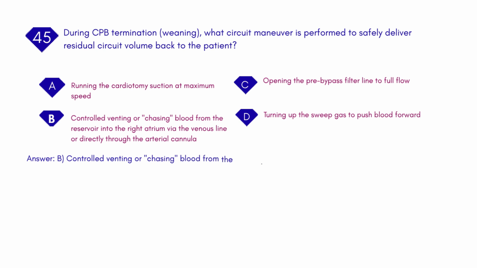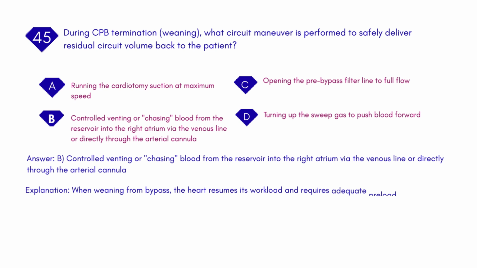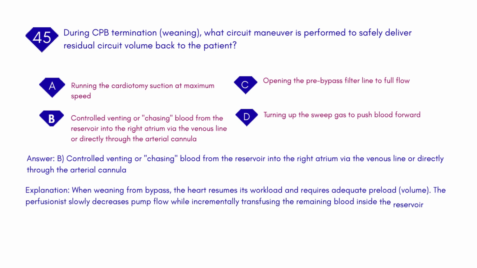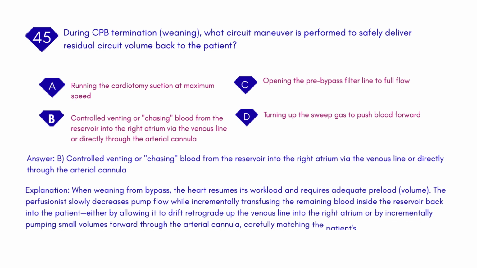Answer, B. Controlled venting or chasing blood from the reservoir into the right atrium via the venous line or directly through the arterial cannula. Explanation: when weaning from bypass, the heart resumes its workload and requires adequate preload volume. The perfusionist slowly decreases pump flow while incrementally transfusing the remaining blood inside the reservoir back into the patient, either by allowing it to drift retrograde up the venous line into the right atrium or by incrementally pumping small volumes forward through the arterial cannula, carefully matching the patient's filling pressures and cardiac output.